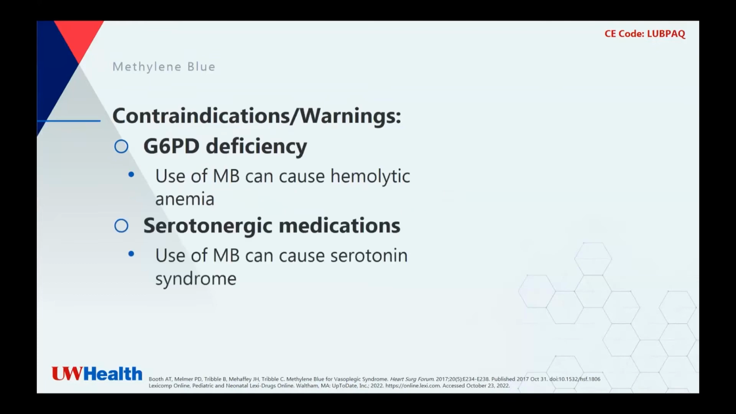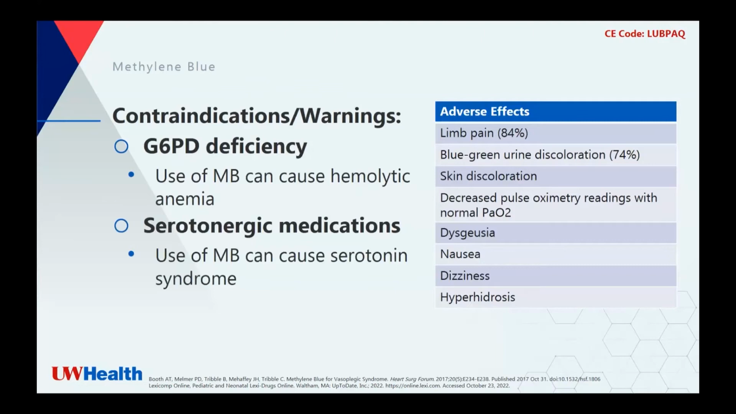So some important safety considerations would be some contraindications or warnings. For patients with a G6PD deficiency, methylene blue is contraindicated because of the risk for hemolytic anemia. And it also has a black box warning for use with serotonergic medications due to risk of serotonin syndrome.